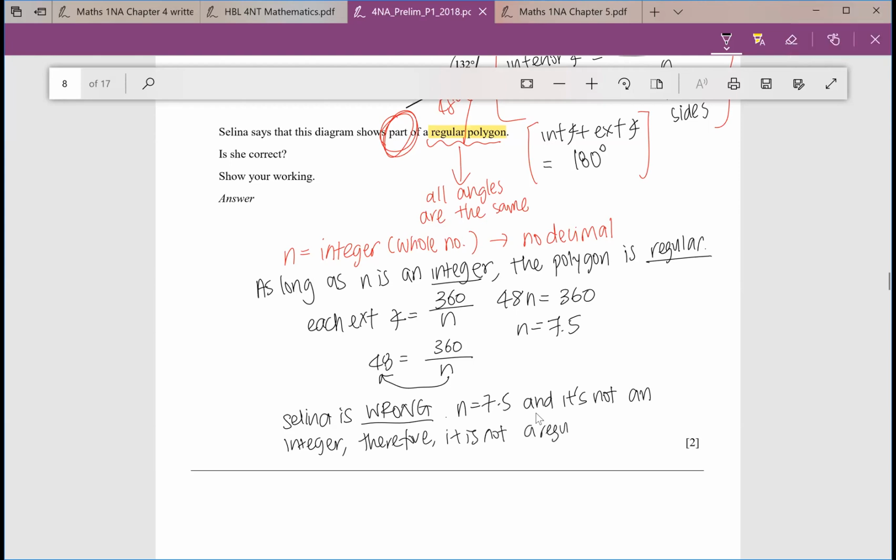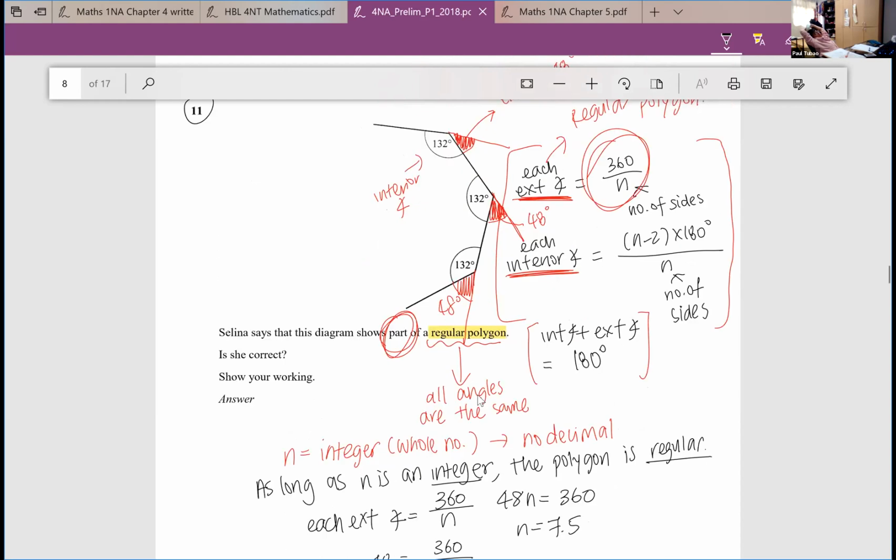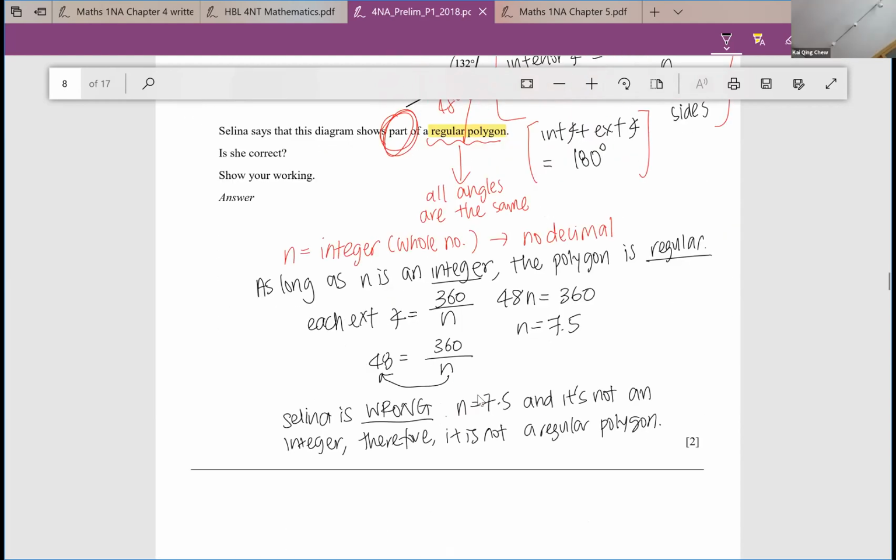So polygons at most only come out one question, right? And then only one or two marks. This is how many marks? This is 2 marks. So mostly it's algebra, trigo. Can. Just gotta memorize the formulas.